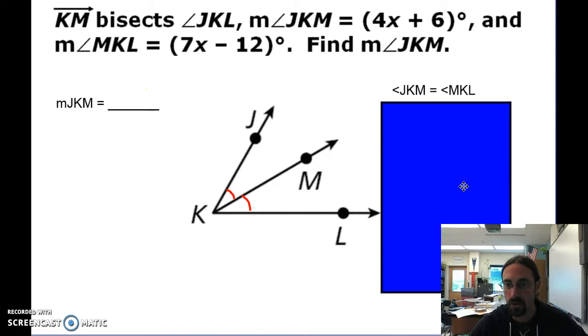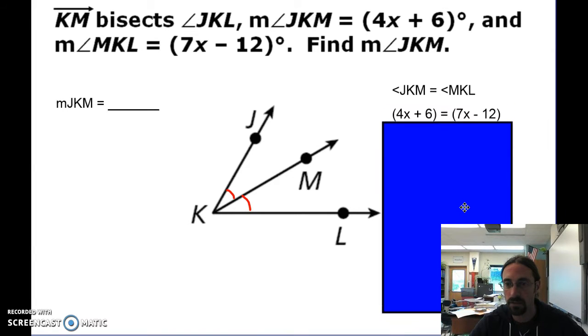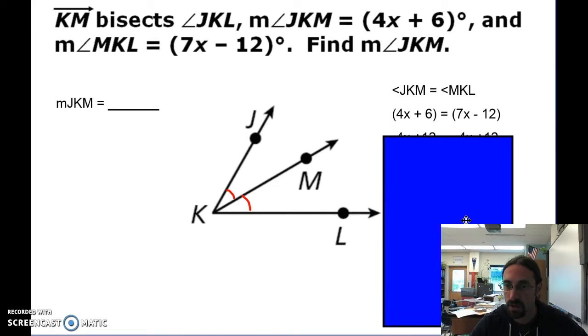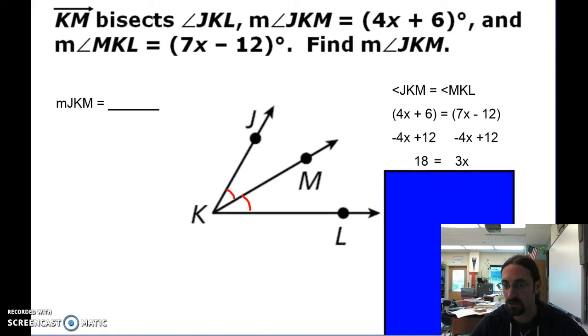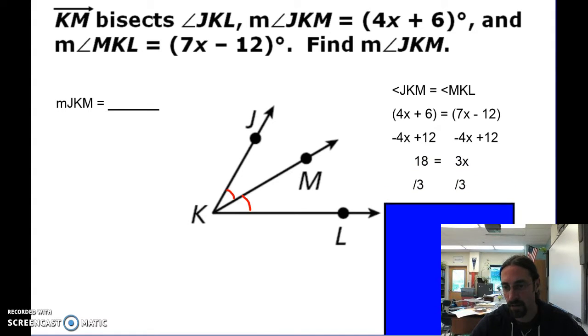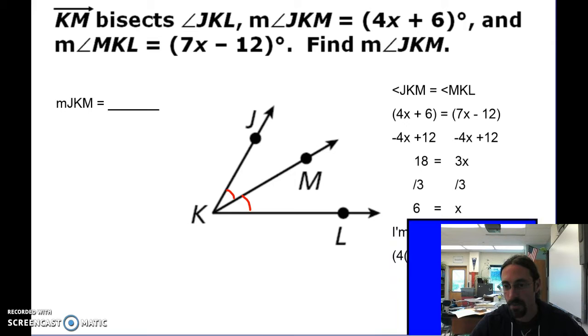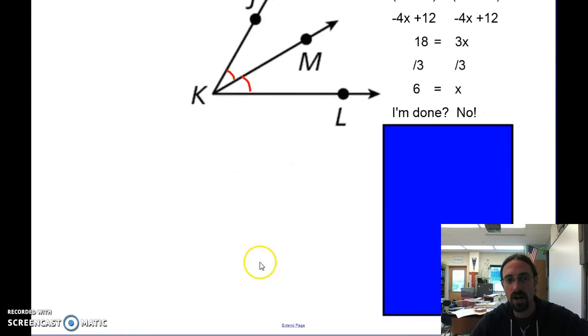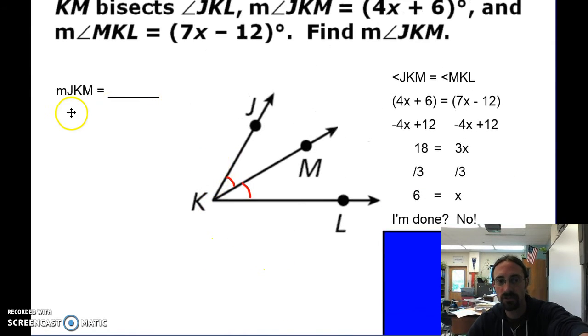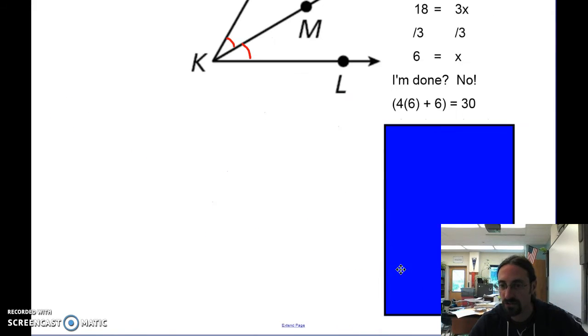Let's try it. So set it up. Angle JKM equals MKL. Now I'm substituting the algebraic expressions for both. Okay, subtracting 4x from both sides and adding 12 to both sides. Simplify my math. 18 equals 3x. Divide both sides by 3. X equals 6. Am I done? No, I'm not done, because I didn't answer my question. My question was, what is the measure of JKM? Which means I have to go in here and substitute.